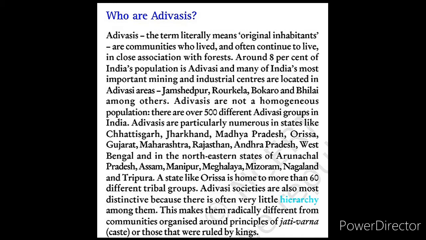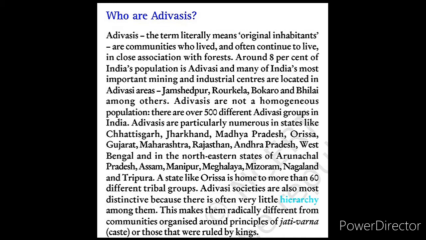Adivasis are not a homogeneous population. There are over 500 different Adivasi groups in India. Adivasis are particularly numerous in states like Chhattisgarh, Jharkhand, Madhya Pradesh, Odisha, Gujarat, Maharashtra, Rajasthan, Andhra Pradesh, West Bengal, and even in the northeastern states of Arunachal Pradesh, Assam, Manipur, Meghalaya, Mizoram, Nagaland, and Tripura. A state like Odisha is home to more than 60 different tribal groups. That's why I have told you all that Adivasis are not a homogeneous group. A lot of variations are there.